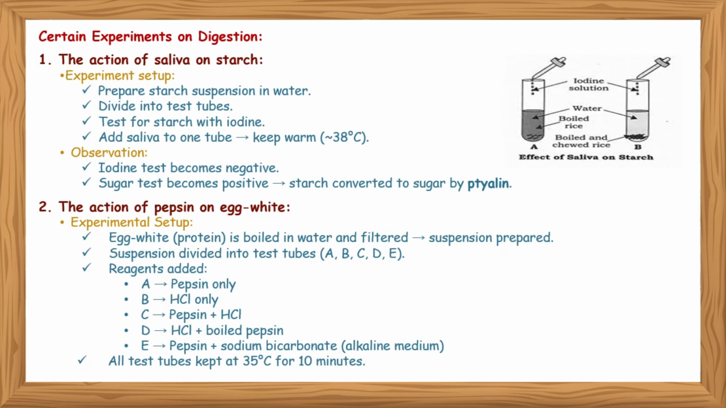Egg white, or protein, is boiled in water and filtered. A suspension is prepared, then divided into test tubes A, B, C, D, E. Reagents added: A means pepsin only, B means HCl only, C means pepsin plus HCl, D means HCl plus boiled pepsin, and E means pepsin plus sodium bicarbonate, an alkaline medium. All test tubes are kept at 35 degrees Celsius for 10 minutes.